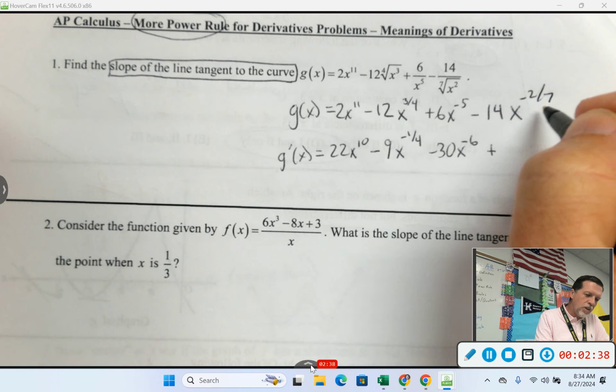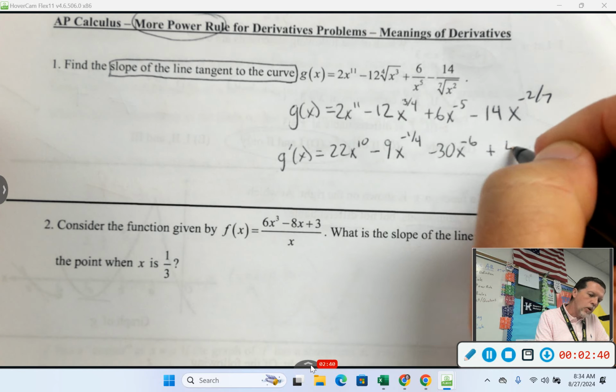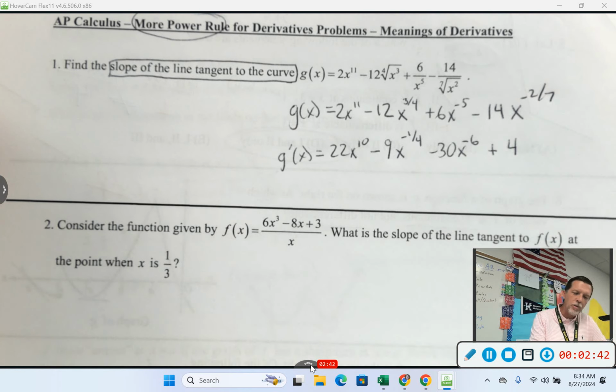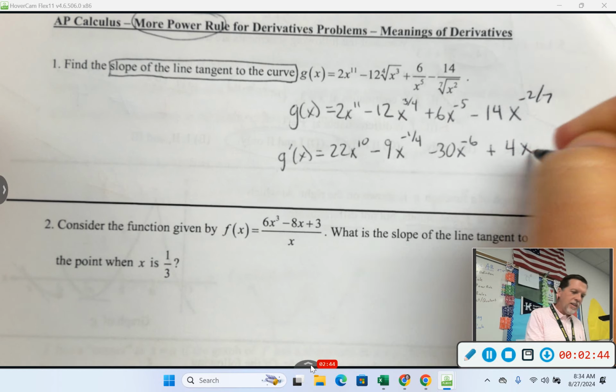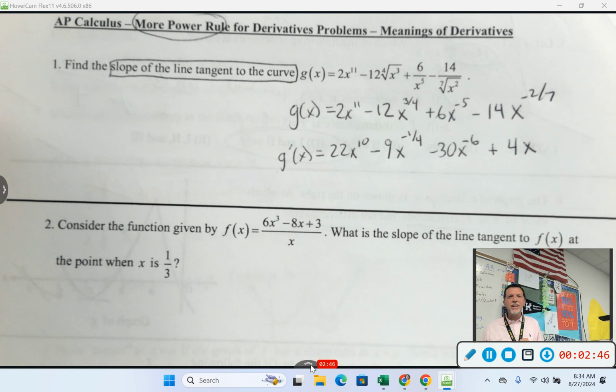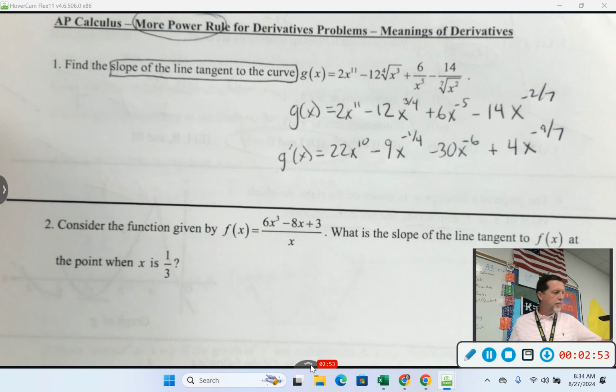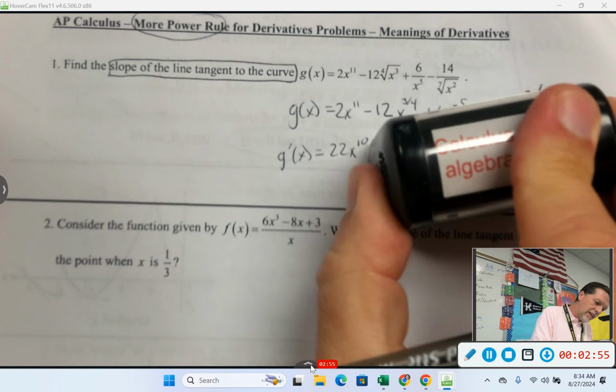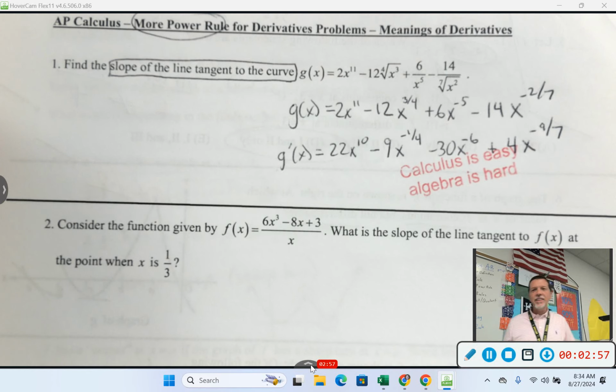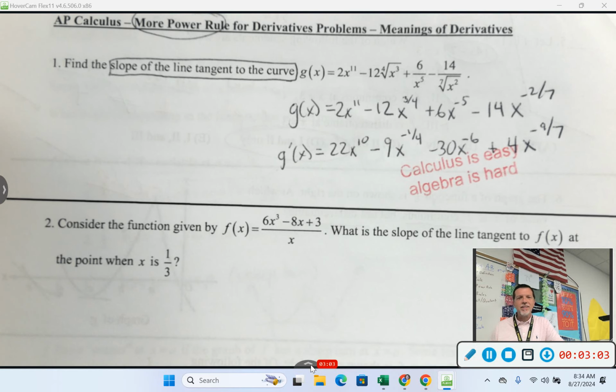14 times 2/7 would be 4. 14 over 7 is 2, times 2 is 4. And then negative 2/7 minus 1, negative 9/7. So like a big chunk of this test is, I know the calculus rule, but can I subtract fractions and integers and multiply fractions?